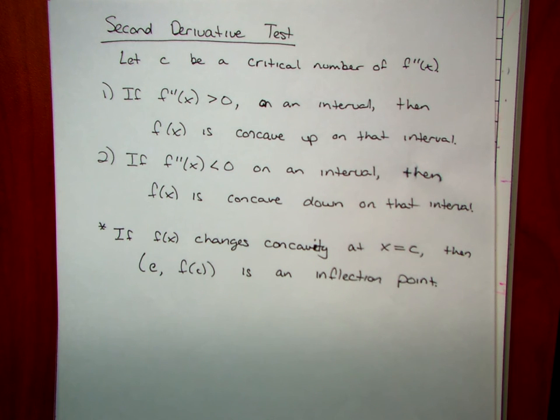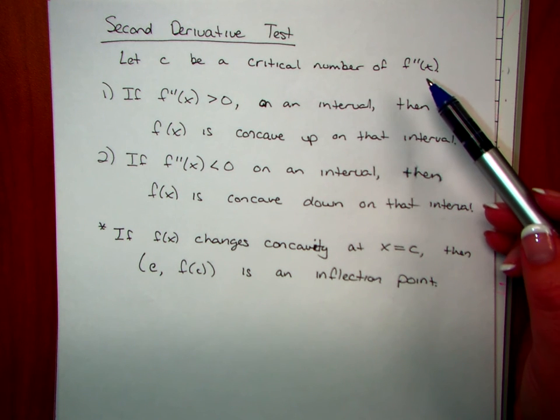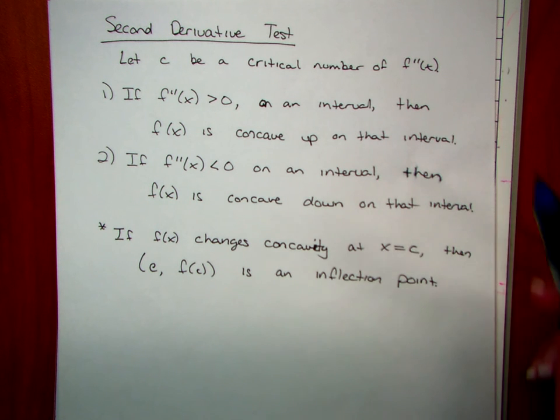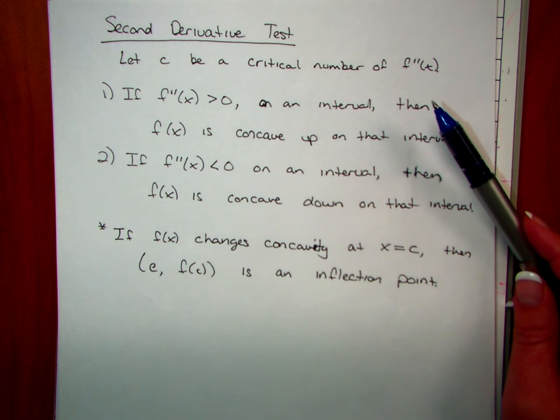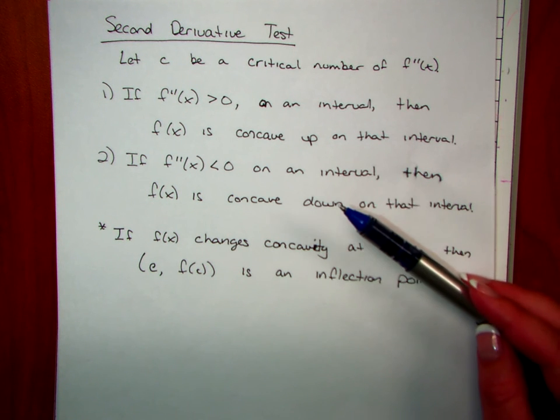We're going to be finding the critical numbers of the second derivative. So we'll find the second derivative, set it equal to 0, and find where it doesn't exist, and we're going to test those values on a number line, just like we did for the first derivative test. Now the second derivative test tests for concavity. We have two different types of concavity: concave up and concave down.